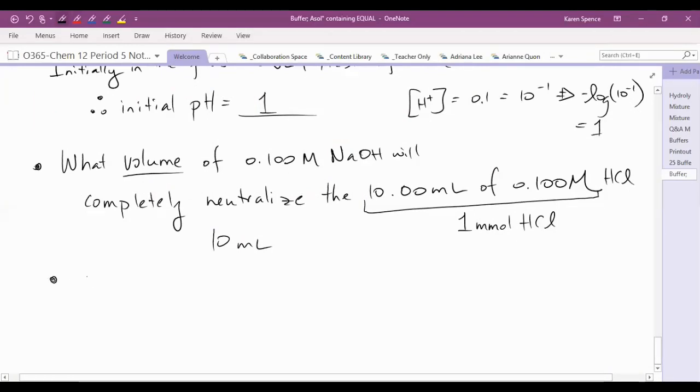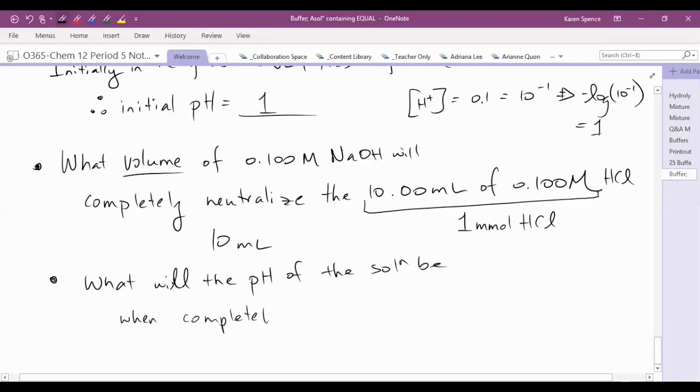Okay. What will the pH be of the solution B when completely neutralized? Yeah, it's going to be pH 7, right?